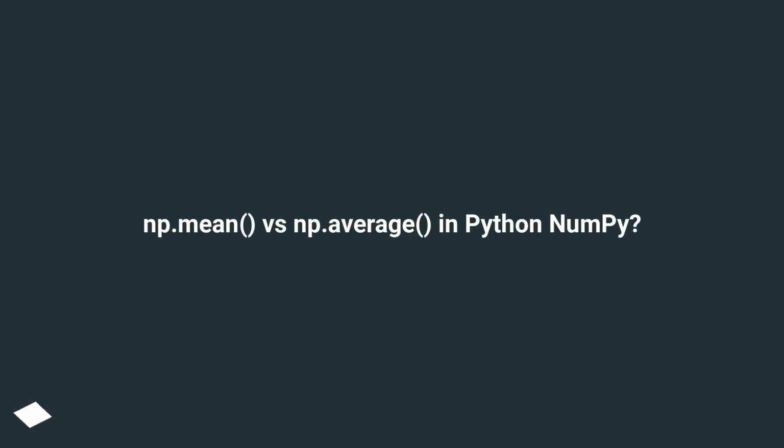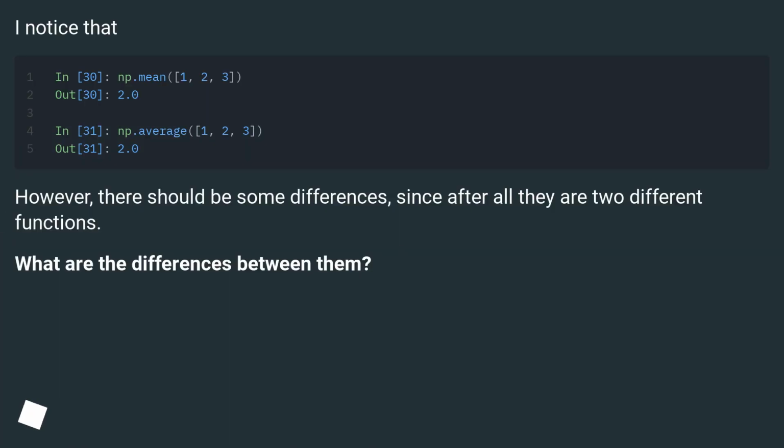np.mean versus np.average in Python NumPy. I noticed that. However, there should be some differences, since after all they are two different functions. What are the differences between them?